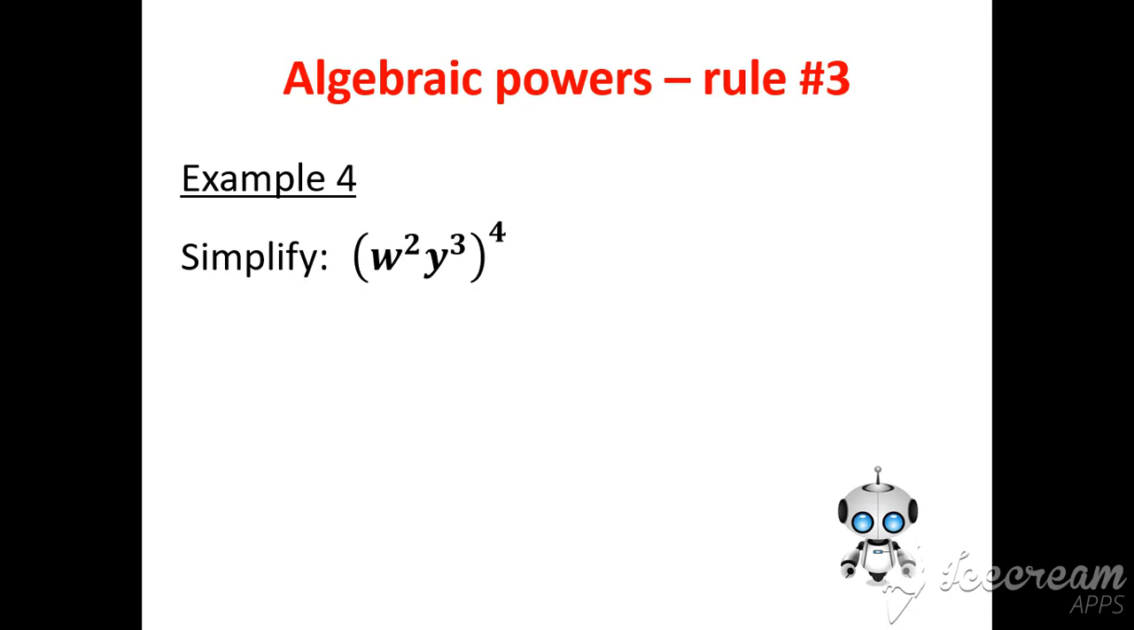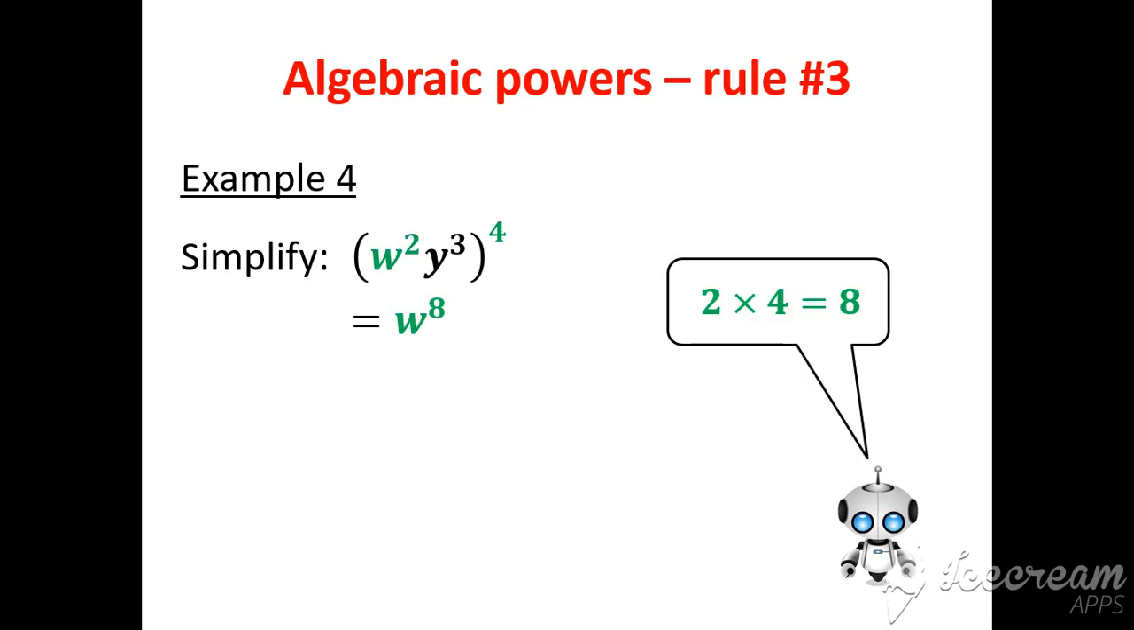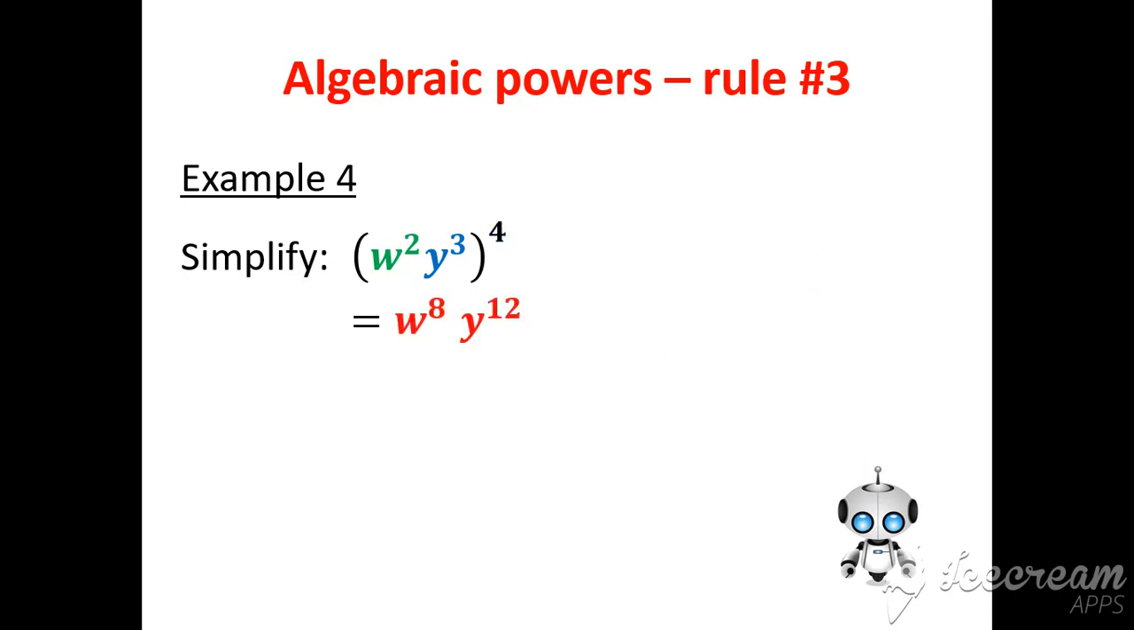Simplify inside brackets w squared y cubed all to the power of 4. Well, let's do one variable at a time. So we can do our w, we can go 2 times 4 is 8 to get w to the power of 8. And now we can do our y, 3 times 4 is 12 to get y to the power of 12. So our answer is w to the power of 8 times y to the power of 12.